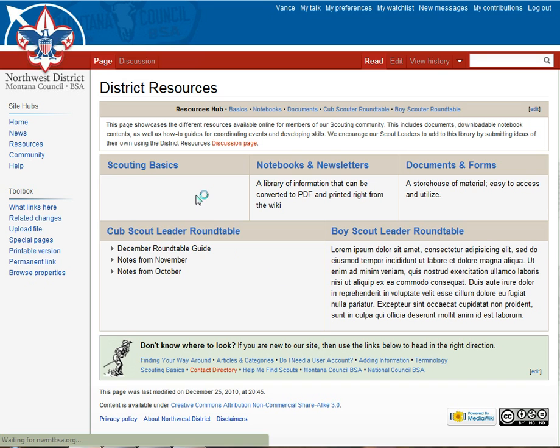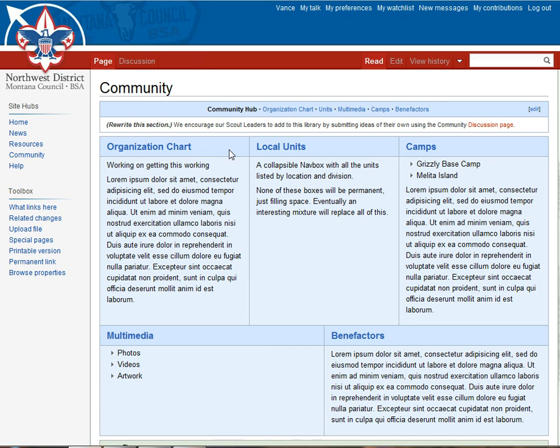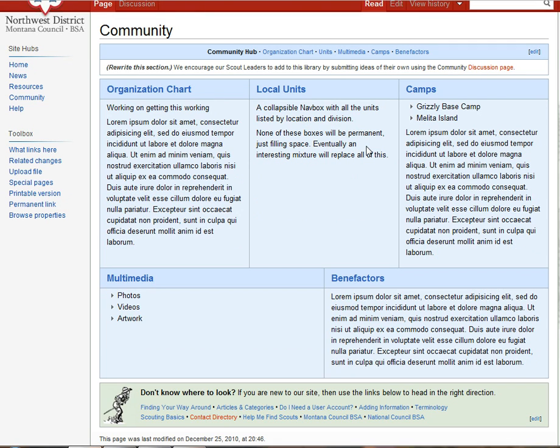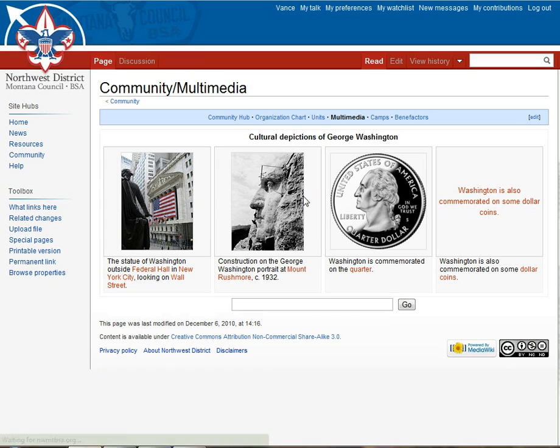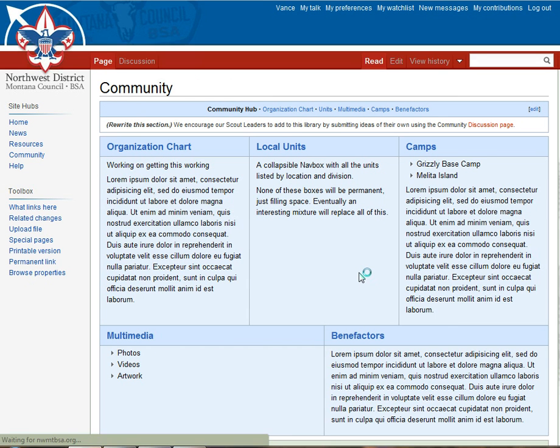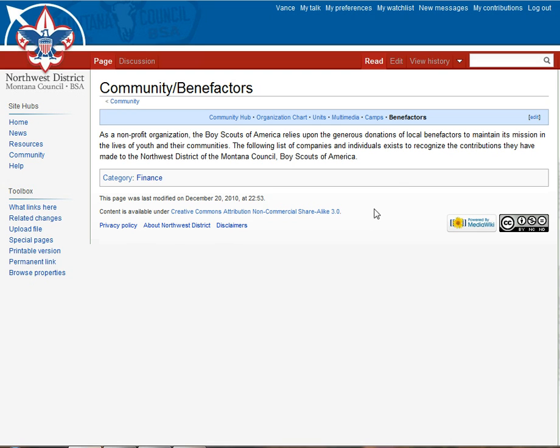The Community Hub has information on the district organizational chart. We'll have information for specific local units, our camps, both in council and out, different multimedia so that people can share videos and pictures, and last but not least, if we have local sponsors or benefactors, we'd love to talk about them.